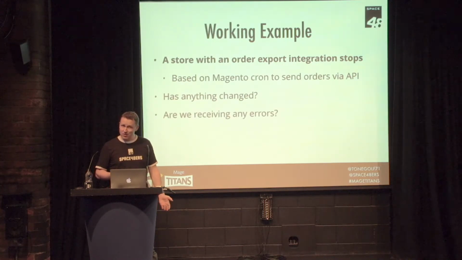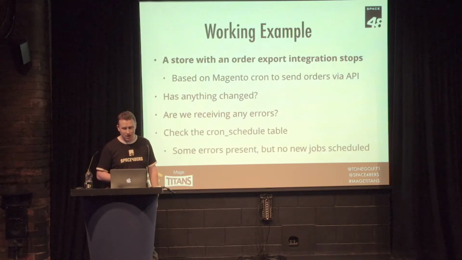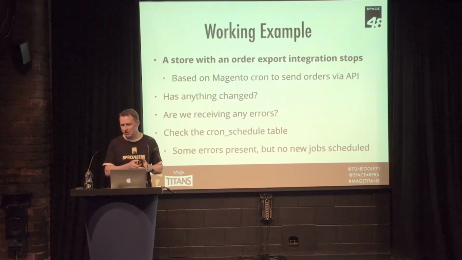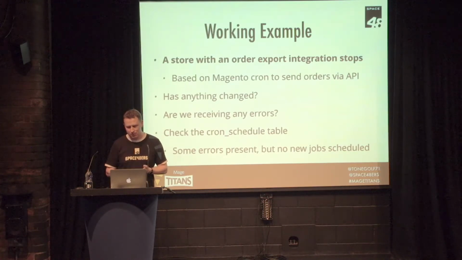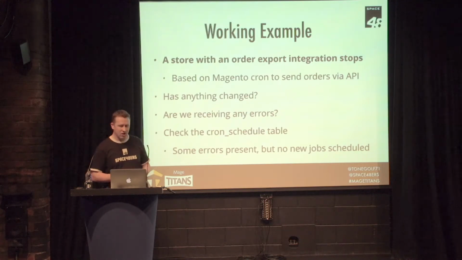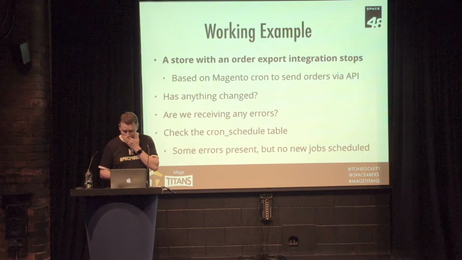Are we receiving any errors? Well, there was an error that was pointing us to around the cron jobs. So from there on, we looked at the cron schedule table in the database, which stores all of the Magento cron tasks, when they're scheduled for, when they've started executing, and when they've completed. Within there, we could see that there were some errors actually described, but the thing that stuck out was that apparently it wasn't running. There were no new jobs being added, and no tasks being executed.